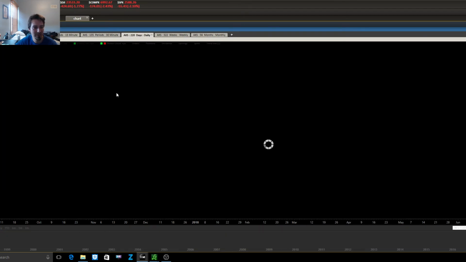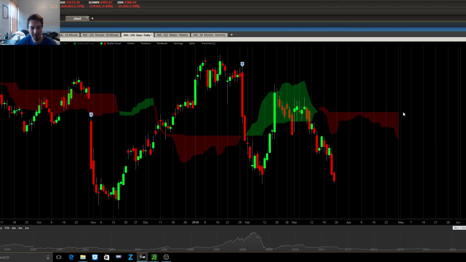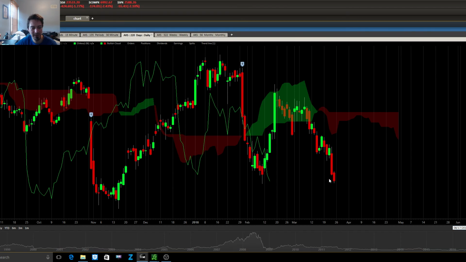So basically we know that the cloud is shifted 26 periods ahead of the price action. Our Chikou span, also known as the lagging line, is shifted 26 periods back. This can tell us support, resistance. It could also tell us if it is bullish or bearish just by looking at this line. And then we have our Senkou span A and B. I'm not really going to get into that.